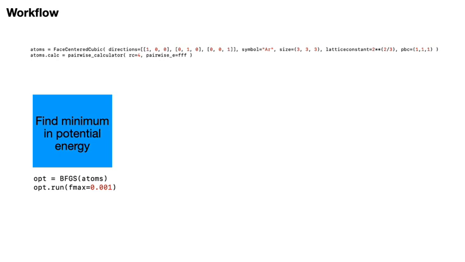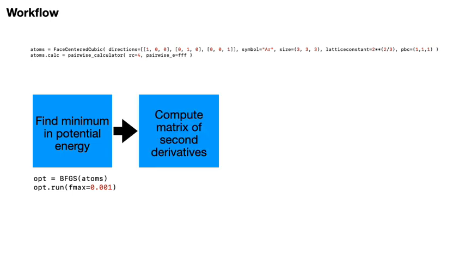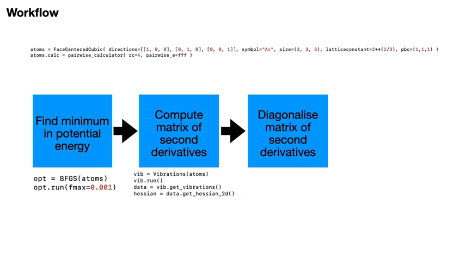Once you have done the minimization, you can then calculate the matrix of second derivatives at the minimum. In ASE, this calculation of the second derivatives can be done numerically by using the commands shown here. Once the matrix of second derivatives is computed, you can then diagonalize it. You can use numpy in Python to diagonalize square matrices. The commands you need to do this diagonalization step are shown here. It's a single line.